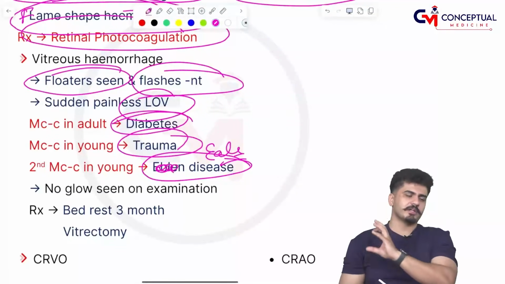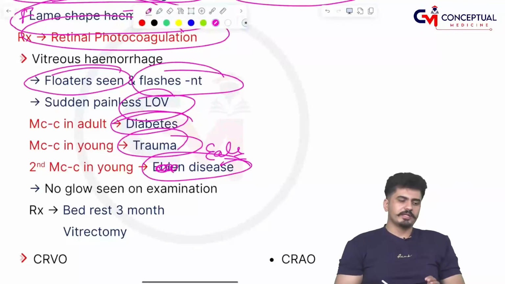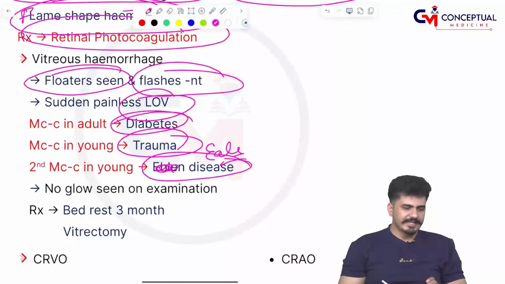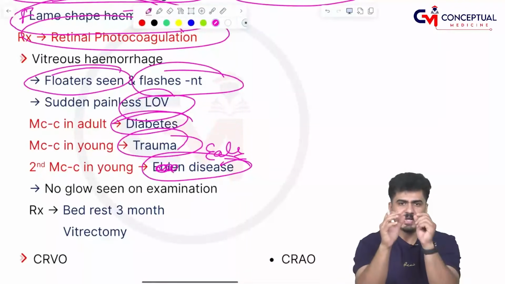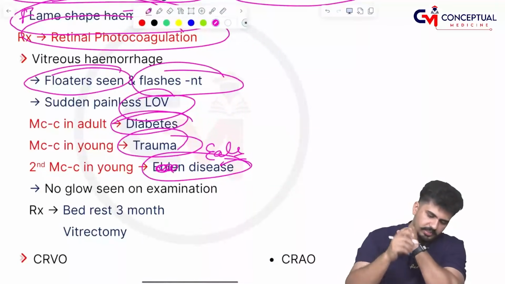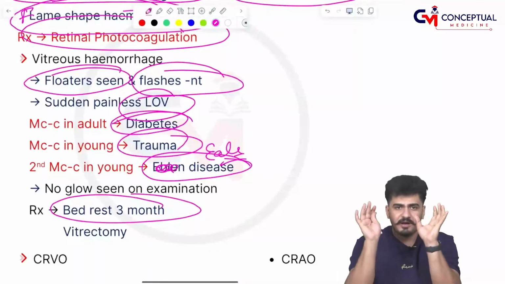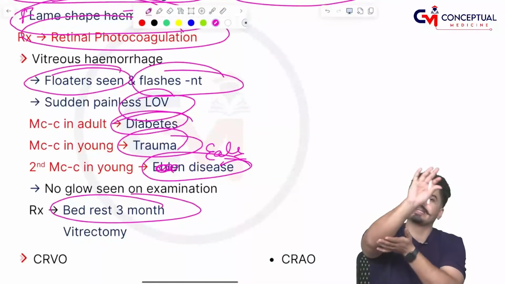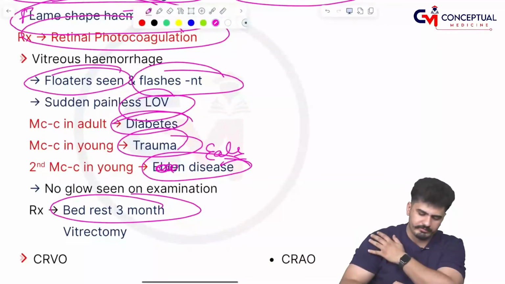What is the treatment of vitreous hemorrhage? Remember, if vitreous hemorrhage is there, the patient needs bed rest for 3 months. After 3 months, if it is not getting resolved, then you will go for vitrectomy.